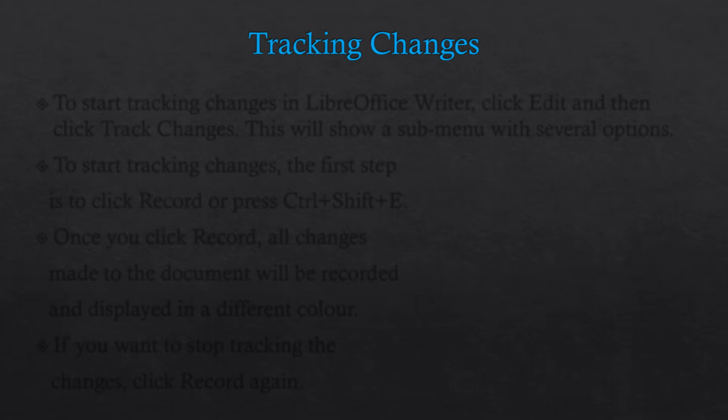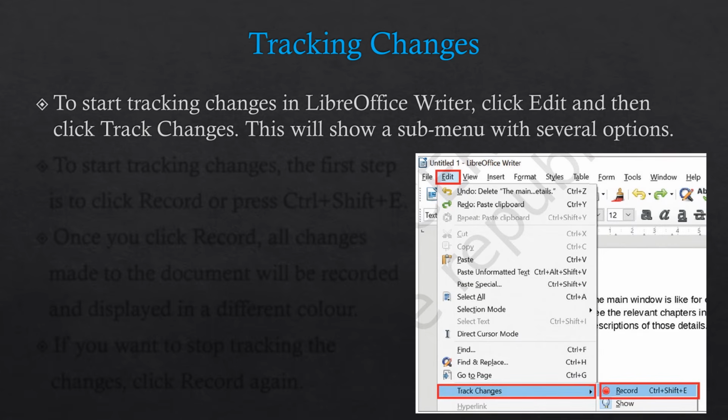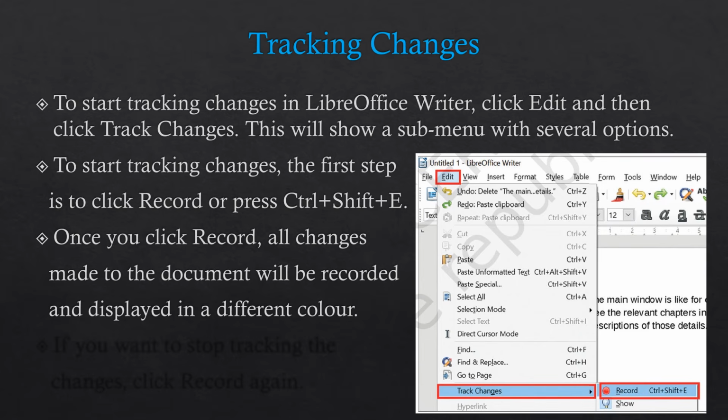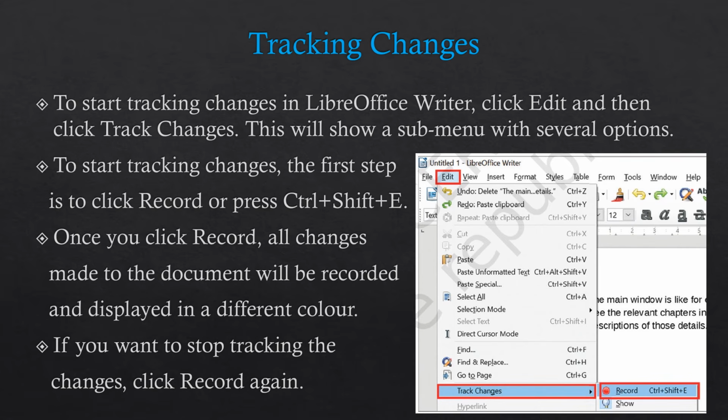Let us see how. To start tracking changes, go to the menu bar, select Edit, then go to the Track Changes option and click on Record. Or you can also use the shortcut key Ctrl plus Shift plus E. Then recording will be started and whatever changes will be made to the document will be recorded. And how will you identify the changes? They will be displayed in a different color, so you will come to know that these are the changes. And when you want to stop the tracking, you can click on Record again and the recording will stop.